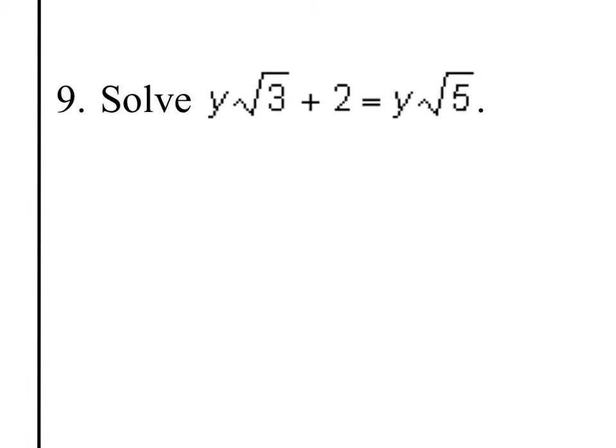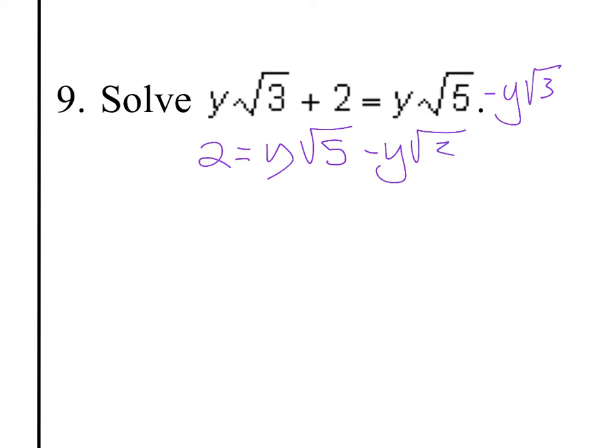All right. Now, notice the variable is not inside a radical, so all we really need to do is isolate the y. I'm going to subtract y root 3 to get them all on one side. So now I have 2 equals y root 5 minus y root 3. I can factor out the y. 2 equals y times, what's left, root 5 minus root 3.